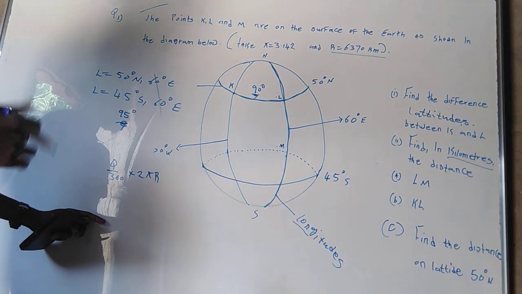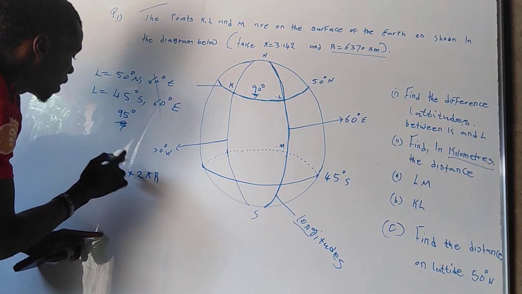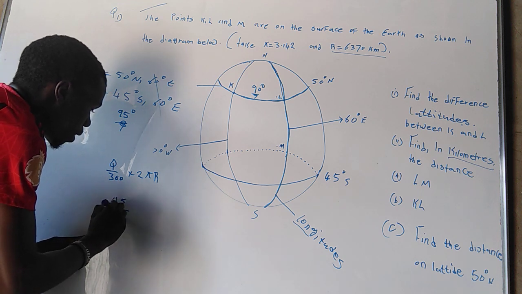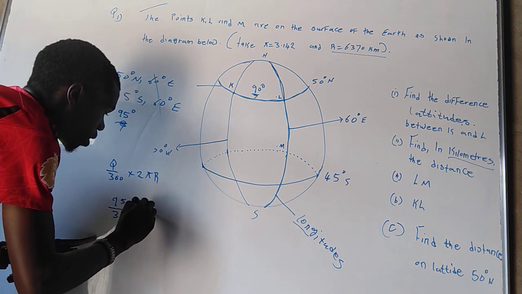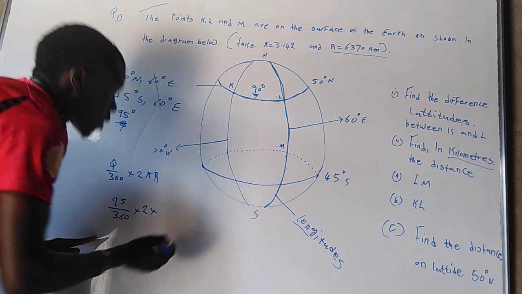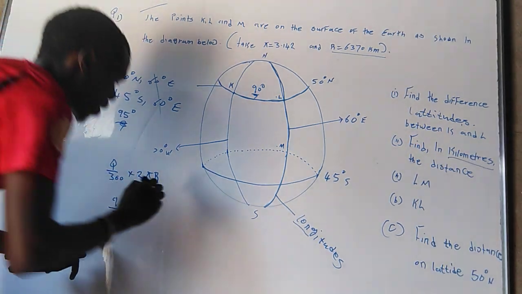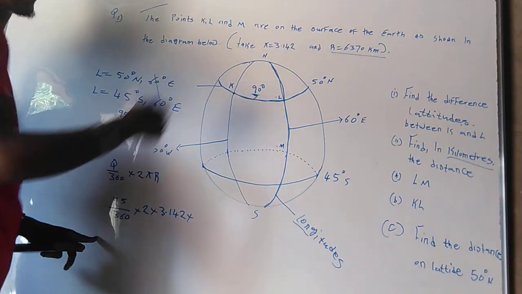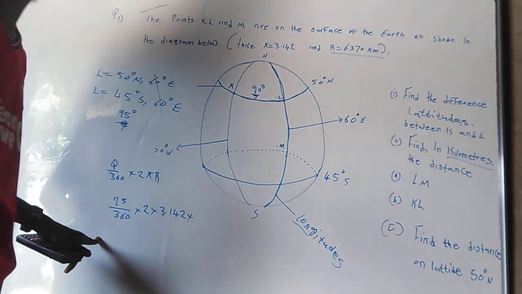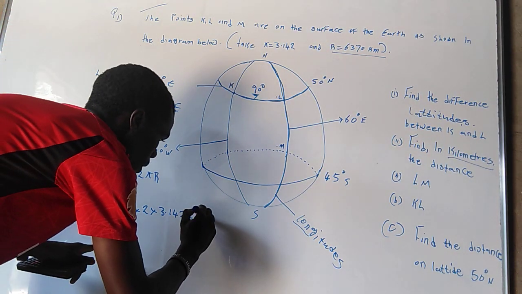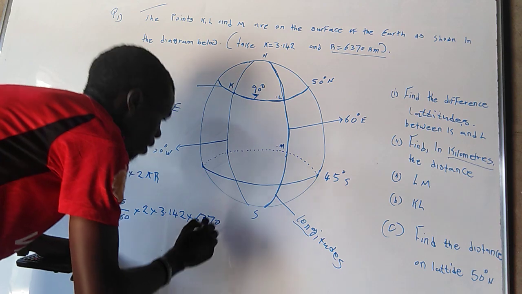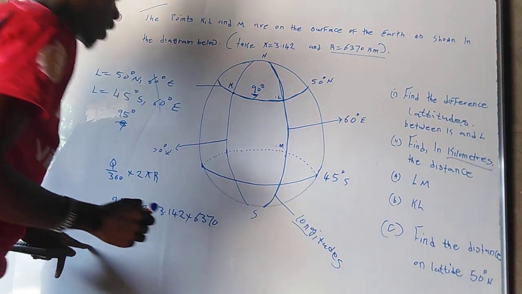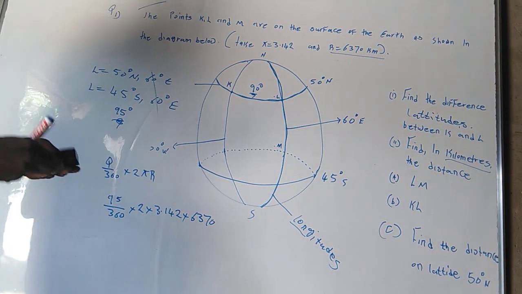Now we do what? We replace. This is the angle that we found. It's going to be 95 over 360 times 2 times what's our pi? Our pi is what we've been given, which is 3.142, times r. What's our r? The statement is saying we use 6370. Okay, so here now we compute.